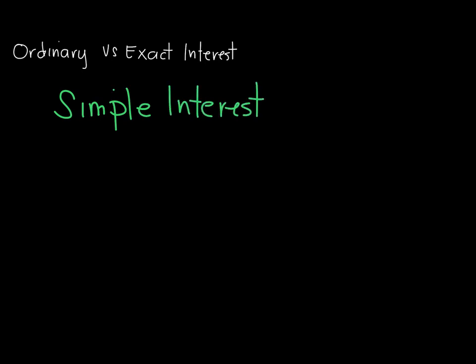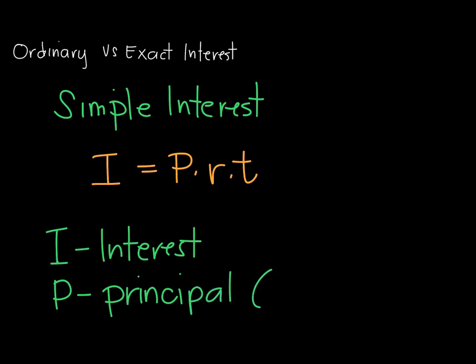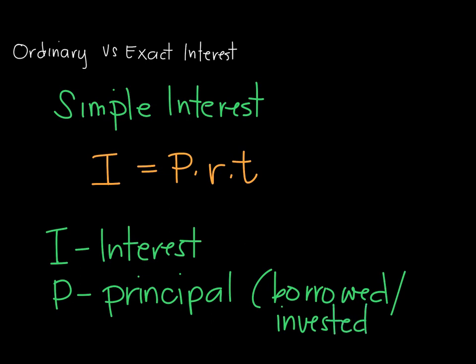So in simple interest, we know that the interest I is the product of the principal amount, the rate, and the time. So I stands for the interest. The P is the principal amount, sometimes the amount you borrowed or loan, or sometimes the amount you invested. So that's the principal amount.